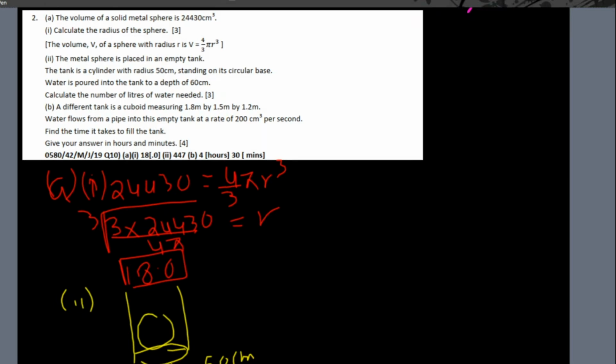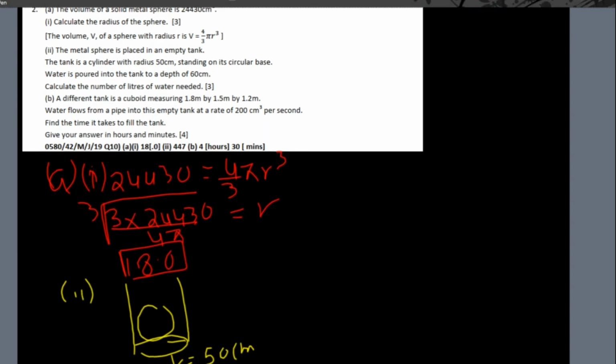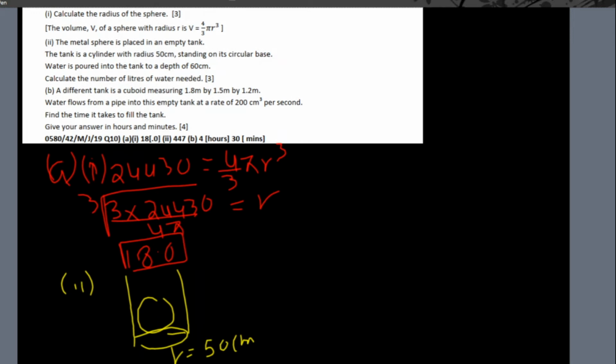Okay, radius of the sphere was 18. So 18 plus 18 will be 36, I suppose. Yes, so this is 36. We need to fill the water level till depth 60. So we have to fill till here, 60. So how much water is needed to fill the tank till here?